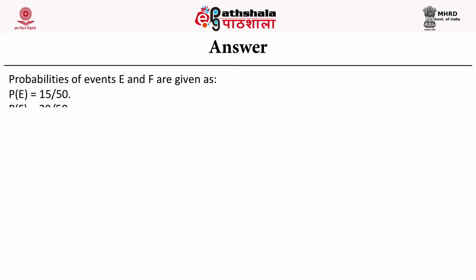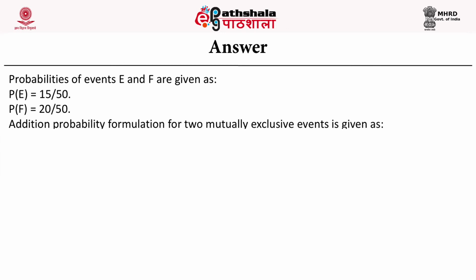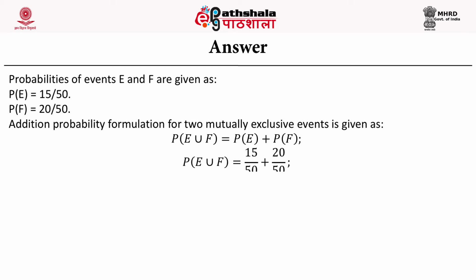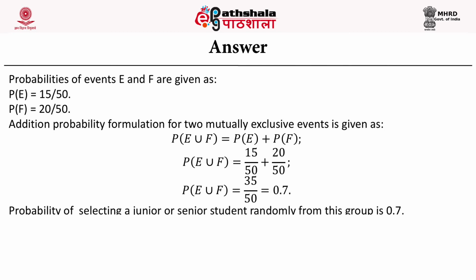So probability of events E and F are given here as probability of E is equal to 15 by 50, probability of F is equal to 20 by 50. Addition probability formulation for two mutually exclusive events is given as probability of E union F, which is equal to probability of E plus probability of F, and after putting the values we will get the answer as 0.7. So it means the probability of selecting a junior or senior student randomly from this group is 70%.